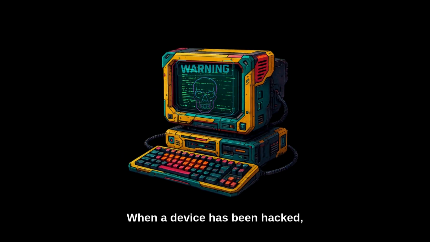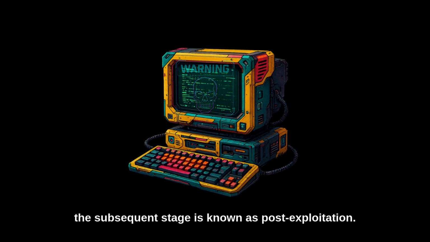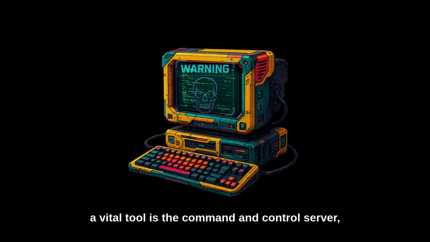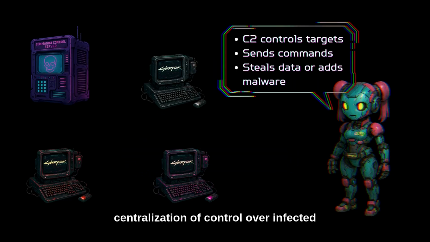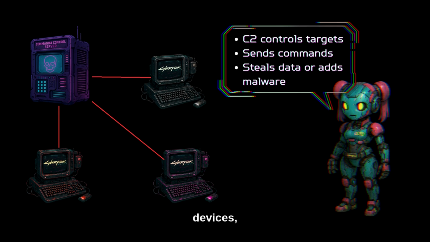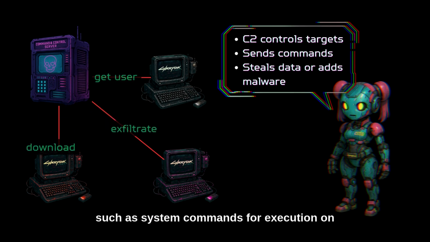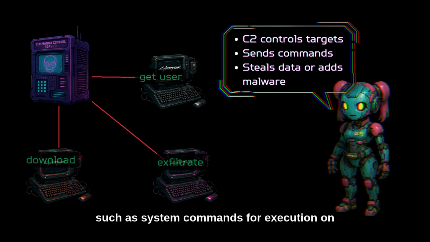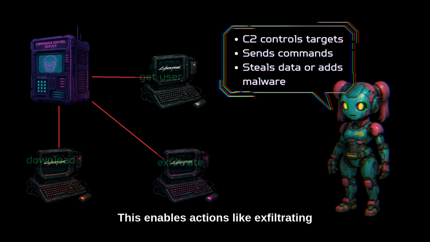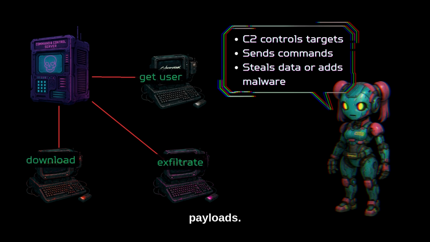Let's get started. When a device has been hacked, the subsequent stage is known as post-exploitation. During this phase, a vital tool is the Command and Control Server, or C2 server. A C2 server allows for the centralization of control over infected devices, often referred to as target computers. Through these servers, attackers can issue tasks such as system commands for execution on the target. This enables actions like exfiltrating information or downloading new malware payloads.